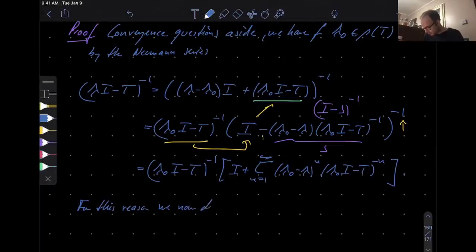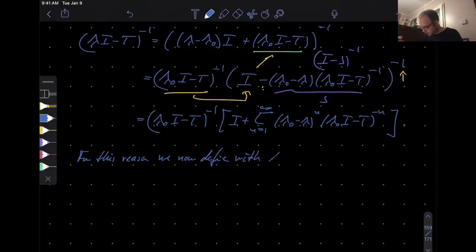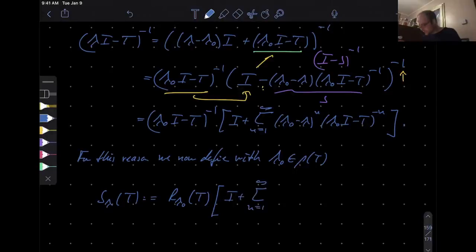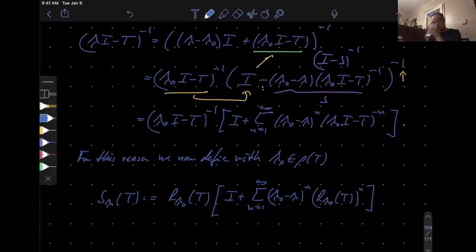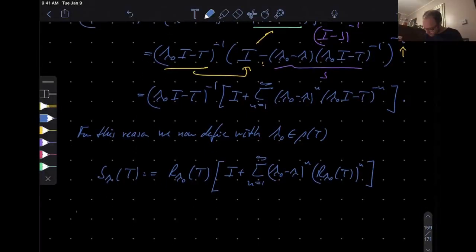we now define, with lambda naught in the resolvent, the following operator, S(lambda, T), which will be R_lambda naught of T. So that's a bounded linear operator, because lambda naught is in the resolvent. And then identity plus the sum from n equals 1 to infinity of lambda naught minus lambda to the power n, and then the resolvent of lambda naught and T raised to the nth power. That means you compose it with itself n times. All right. So that's the definition, and now we have to observe if that series converges.